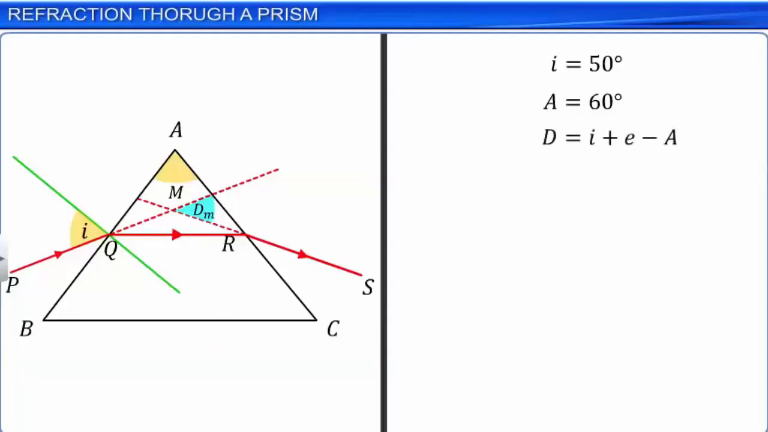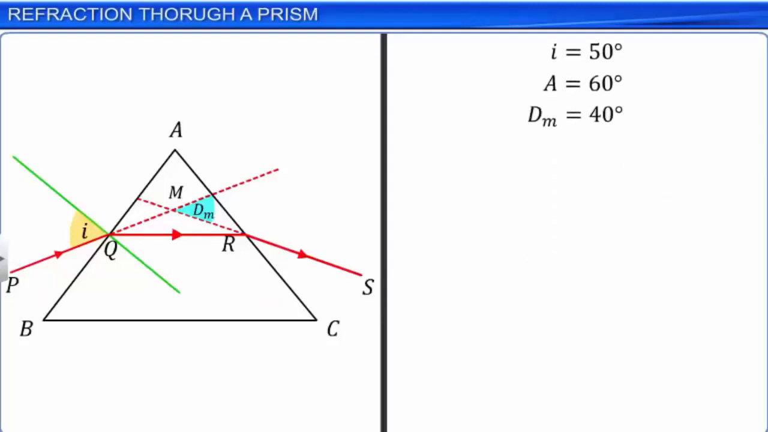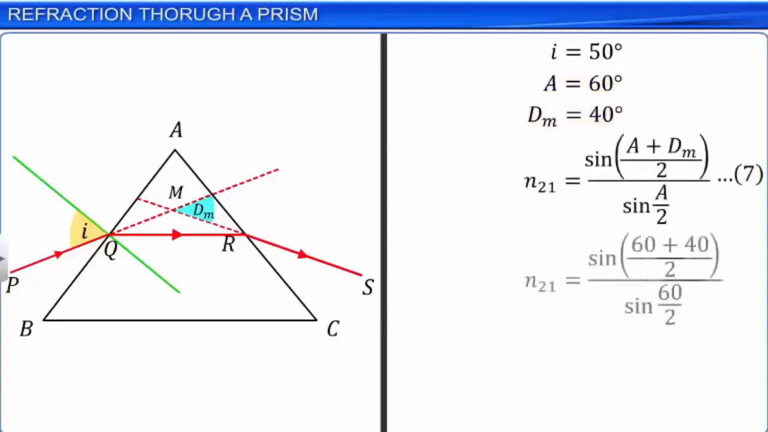Example 2. A prism of refracting angle of 60 degrees made of glass of refractive index 3/2 is immersed in water of refractive index 4/3. Find the angle of minimum deviation for a light ray passing through the prism. In this problem, it is given that refracting angle A is equal to 60 degrees. Refractive index of glass Ng is equal to 3/2. Refractive index of water Nw is equal to 4/3.